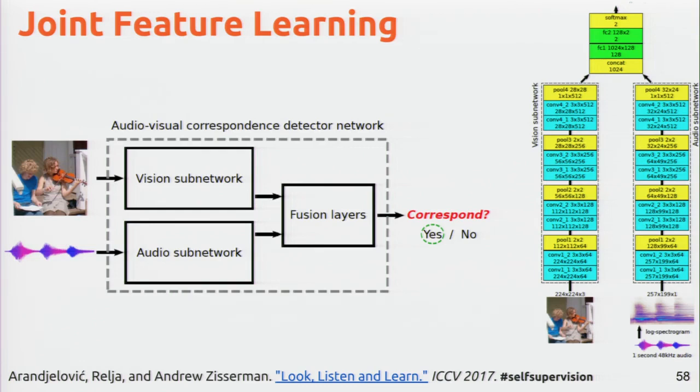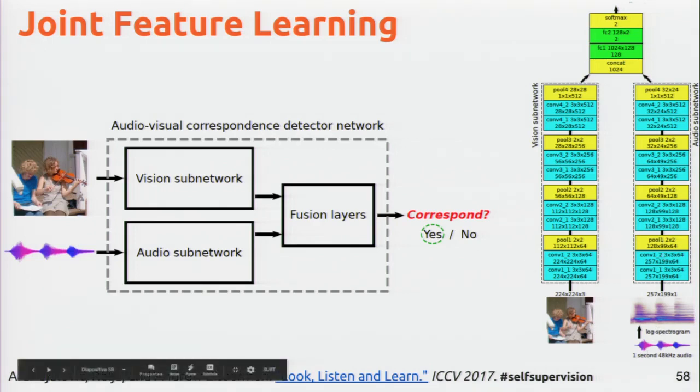Another work, in this case, is not trying to make sure that the representations from vision or audio are exactly the same. You train a network that will predict if the pairs correspond or not. So you show a network pairs of audio and video that match, so they come from the same video and they are aligned, or that don't. If they match, you want the network to predict yes. If they don't, you want the network to predict no.